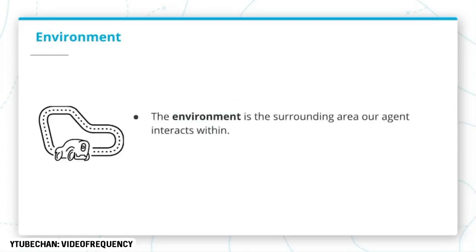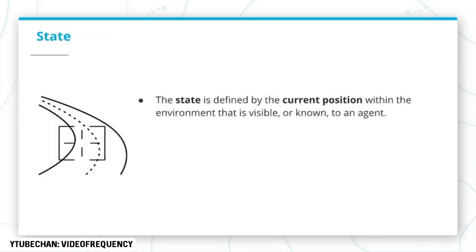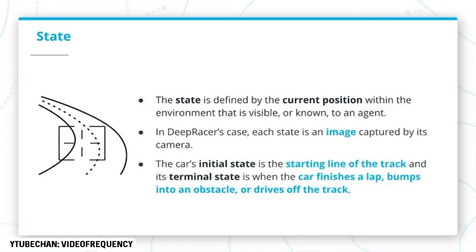The environment is the surrounding area our agent interacts within. For AWS DeepRacer, this is a track. The state is defined by the current position within the environment that is visible or known to an agent. In AWS DeepRacer, each state is an image captured by the camera. And the initial state for a car is the starting line of the track, and the terminal state is when the car finishes a lap, bumps into an obstacle, or drives off the track.